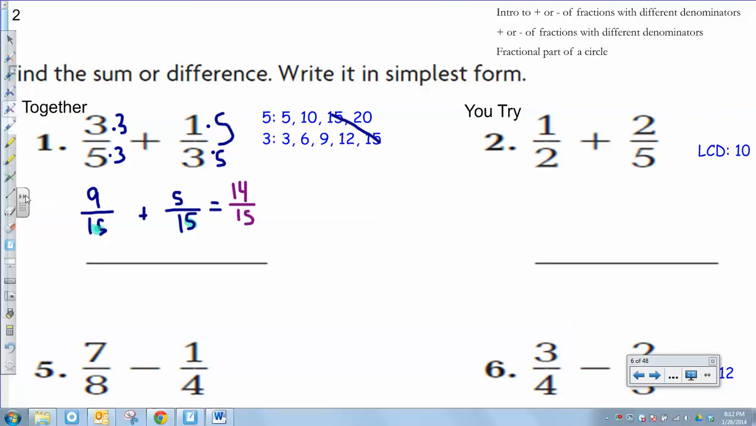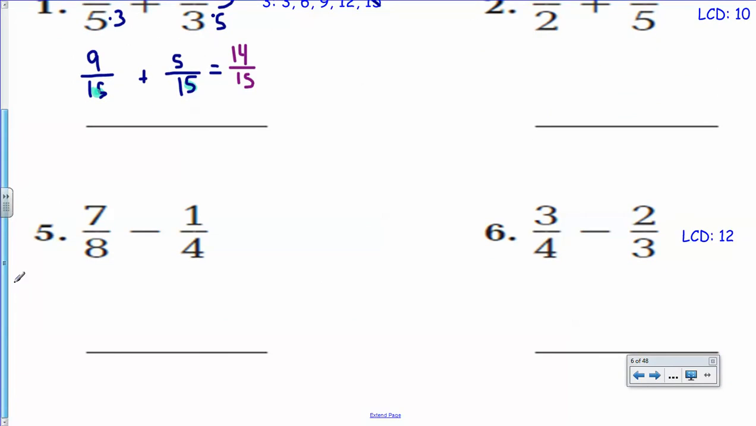Let's do one more problem together. This time it's going to be a subtraction problem. Same idea stays, same idea though. I need to find my least common denominator. So my least common denominator between 8 and 4 is my least common multiple, which, you got it, is going to be 8. So I didn't have to change this number at all.